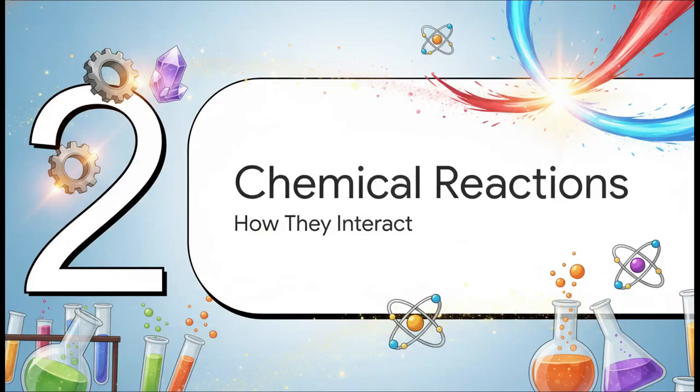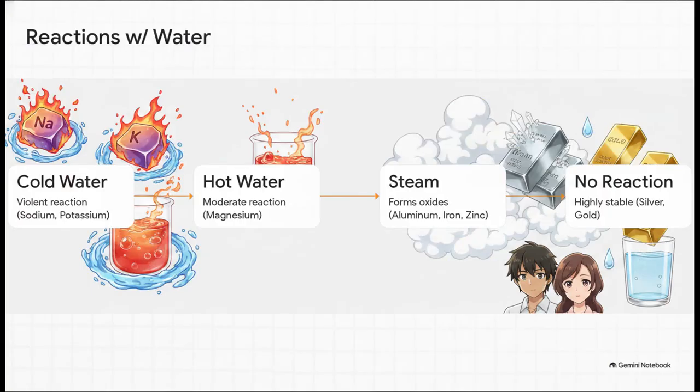Section 2. Chemical reactions explored. Okay, we know how they look physically. Now let's see how these elements actually behave when they start mingling with other chemicals. Imagine how metals react with water as a staircase of intensity. At the very top, you've got sodium and potassium. These guys are so wild they react violently with just cold water, literally causing hydrogen gas to catch fire.